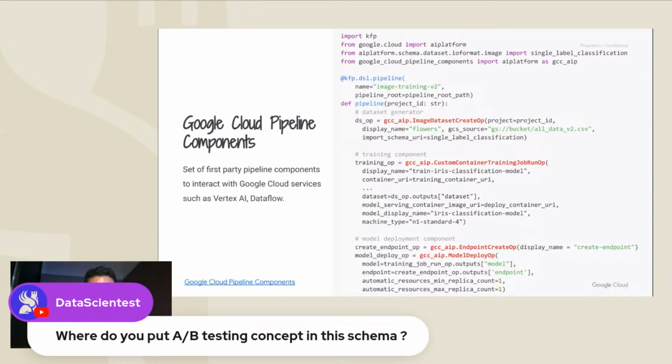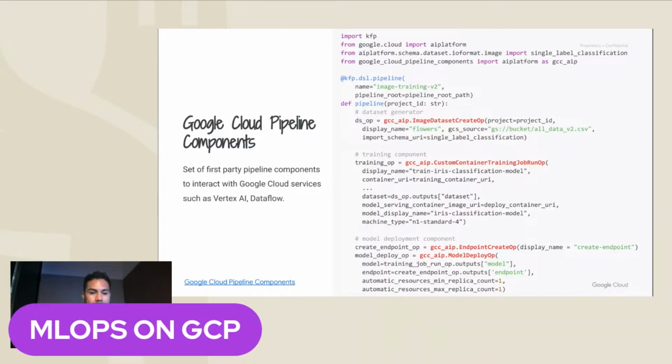Where do you put A/B testing concept in this schema? That's a great question. There is a specific component step that you can specify. It's not here in this particular example, but you can create like an evaluation step that uses evaluation data sets to be able to compare different models. It's not specified here, but it is something that is possible.